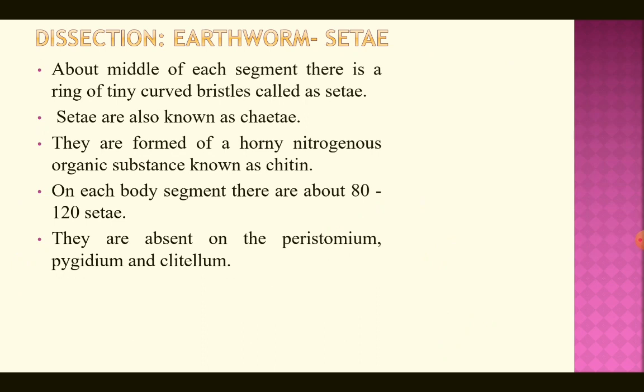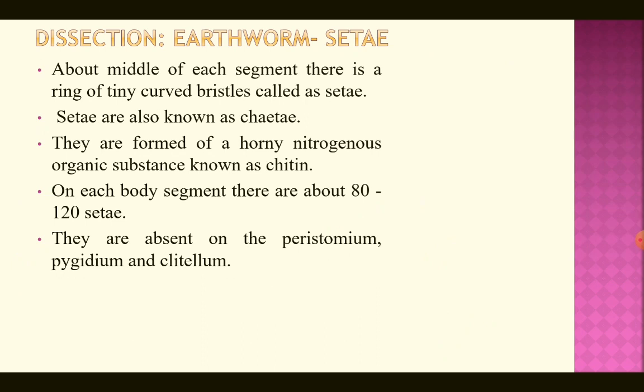Now the next structure that you learn is setae. What are setae? We said that setae are the locomotory organs that help in movement. Where do you find them? About the middle of each segment there is a ring of tiny curved bristles called setae, and they are formed of horny nitrogenous organic matter known as chitin. So they are little hard chitinous structures. On each body segment you find around 80 to 120 setae.